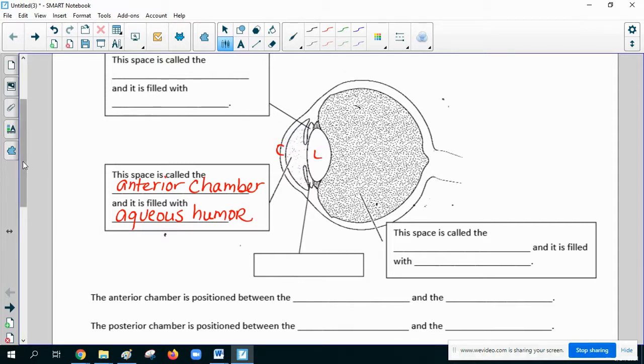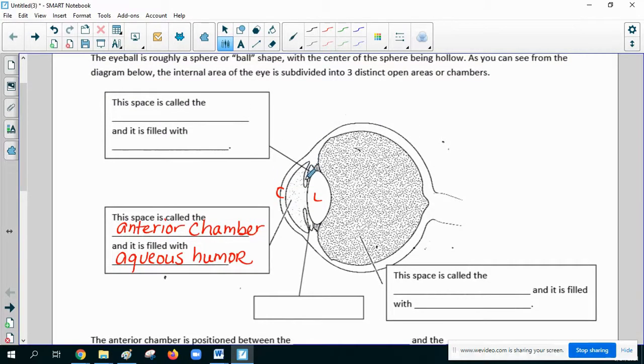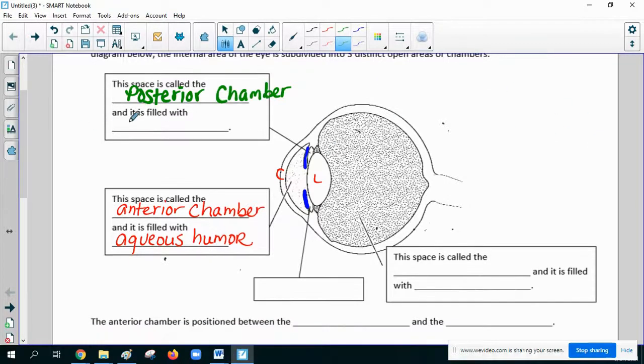The second chamber is right behind the iris. So I'm going to put a blue line on each part of the iris here and here. That's the iris, and remember this would be the pupil here, the opening in the iris, but that space between the iris and the lens, it's a very tiny space, is called the posterior chamber. And the posterior chamber is also filled with aqueous humor, that same clear watery fluid.